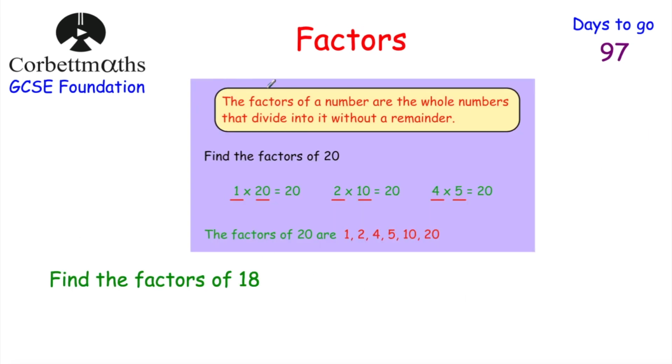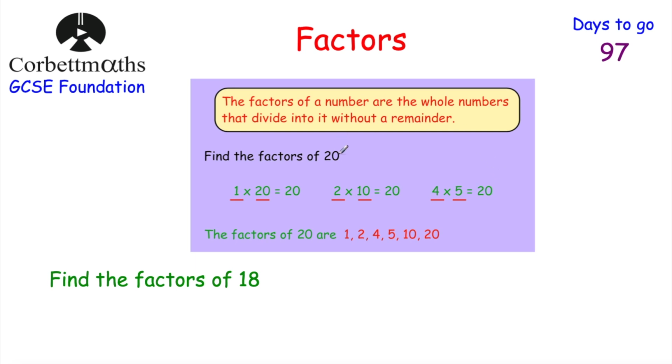So let's have a look at factors. The factors of a number are the whole numbers that divide into it without a remainder. So for instance, if we were asked for the factors of 20, what I would do is consider the numbers or pairs of numbers that multiply together to give you 20. So 1 times 20 is 20, 2 times 10 is 20, and 4 times 5 is 20.